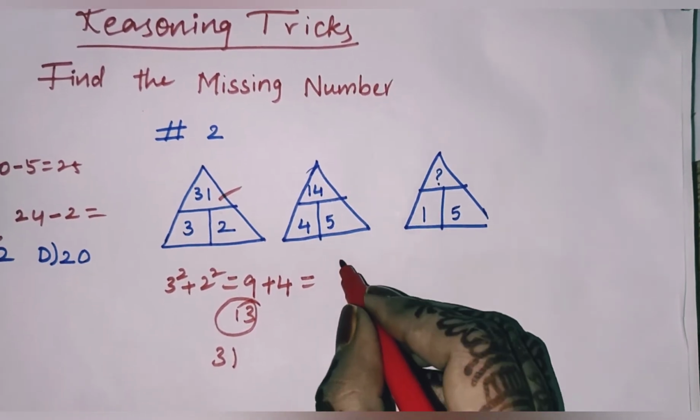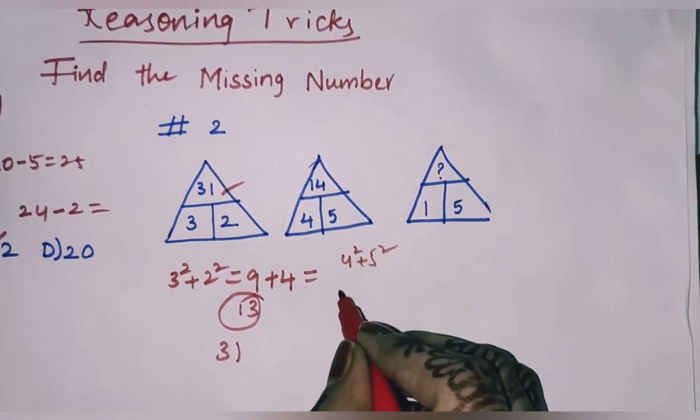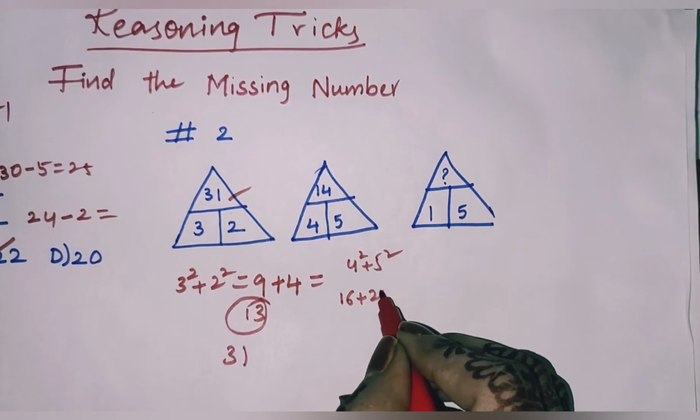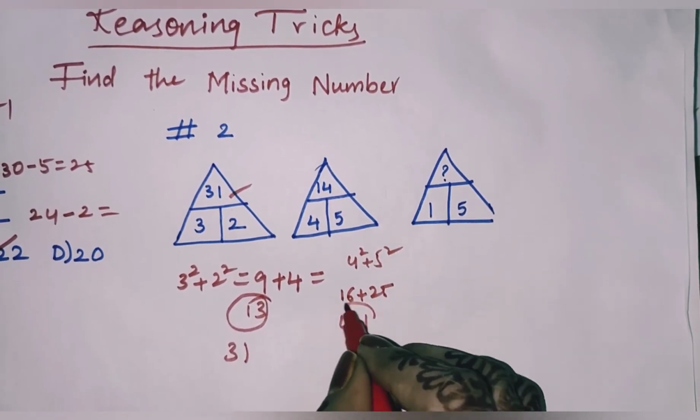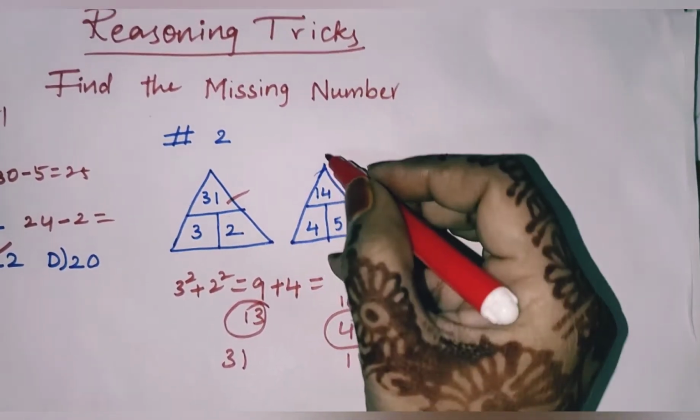Next, same process, 4 square plus 5 square. 4 square is 16 plus 5 square is 25. Add these two, you will get 41. Just write them in reverse order. 14 is the answer here.